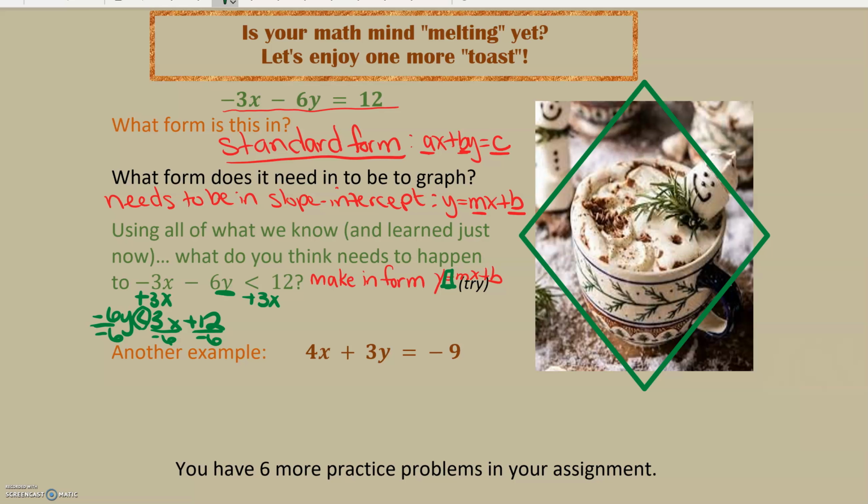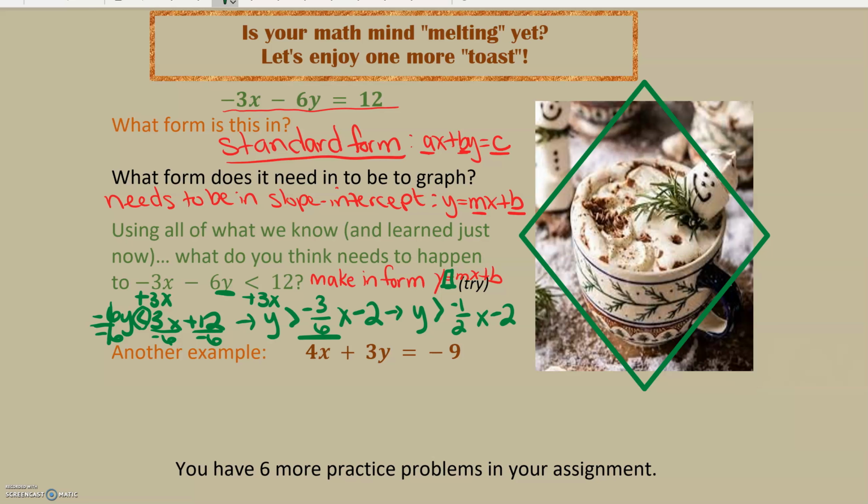I have negative 6 divided by negative 6, which eliminates and becomes 1. We are left with y is greater than, because I have to flip that symbol, negative 3 over 6x. And a positive 12 divided by negative 6 is negative 2. The only thing left I need to do is reduce that fraction. So I'm left with y is greater than negative 1/2 x minus 2. And we now have it in a format that we can graph. We will graph in our next lesson, not right now.